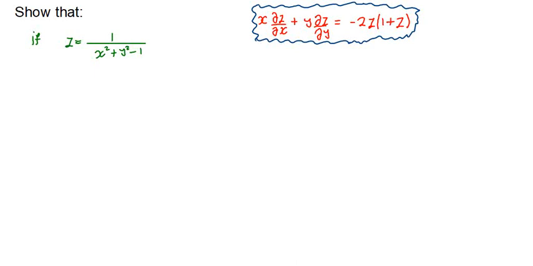So let's say we are given a function z equals to this rational expression where we have 1 divided by x squared plus y squared minus 1. So we have to show that if this is what we are given, then x multiplied by the partial derivative of z with respect to x plus y multiplied by the partial derivative of z with respect to y is equals to minus 2z open bracket 1 plus z.